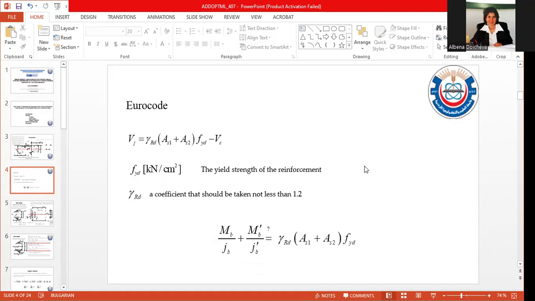In Eurocode, we can find the shear force as a force which is a function of the area of reinforcement bar which crosses the beam-column connection and the strength of the reinforcement.